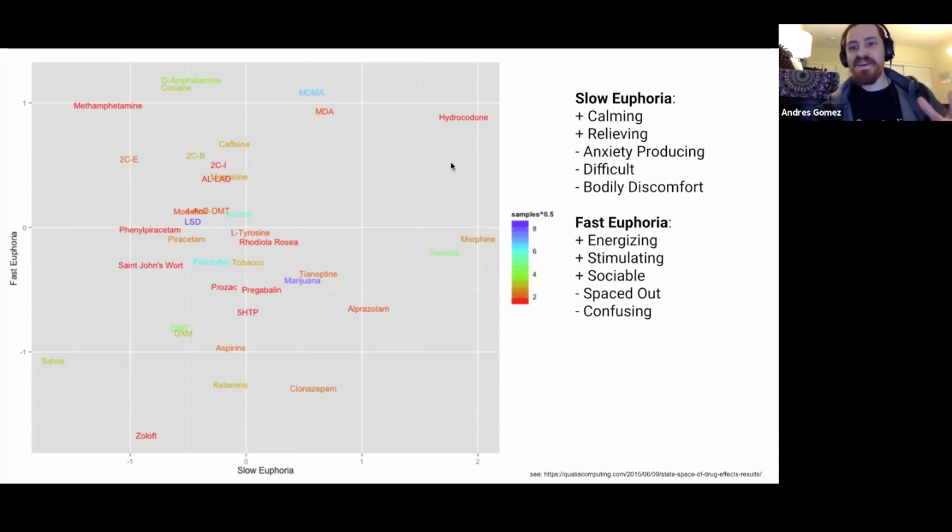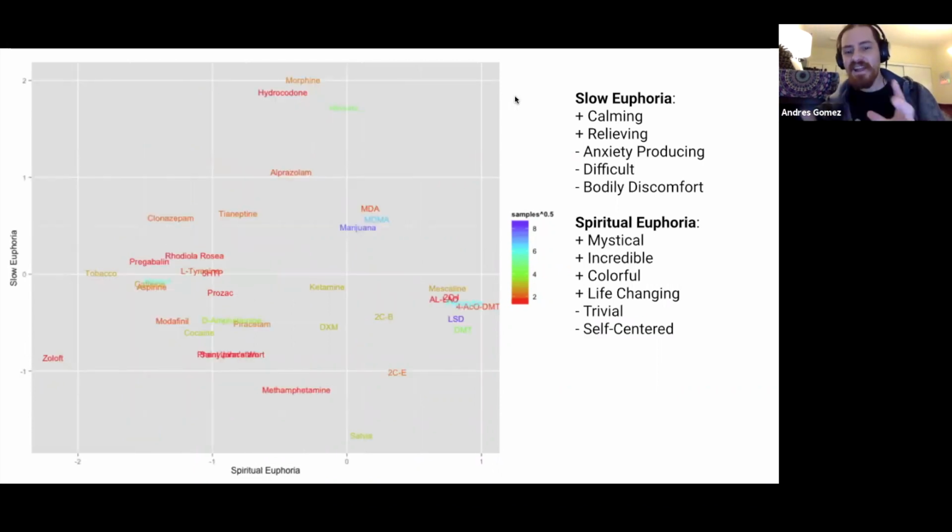So we have slow euphoria, which is low arousal, high valence, with top terms like calming and relieving. The negative predictors would be something like anxiety producing, difficult, bodily discomfort. Fast euphoria is the sort of thing you get with stimulants: energizing, sociable, the opposite of feeling spaced out and confusing.